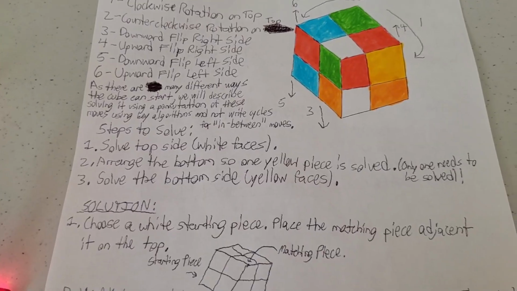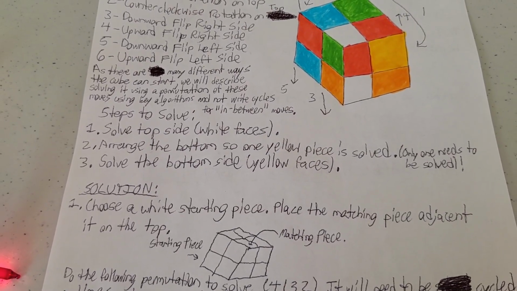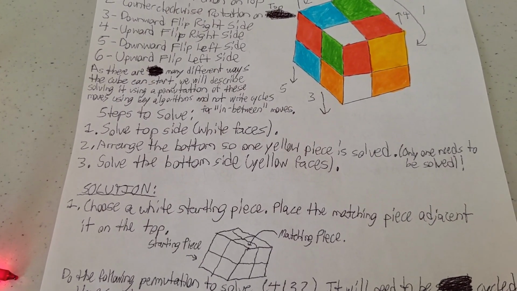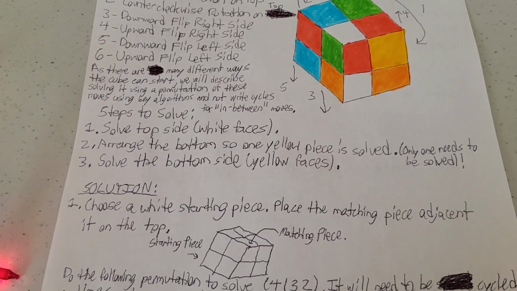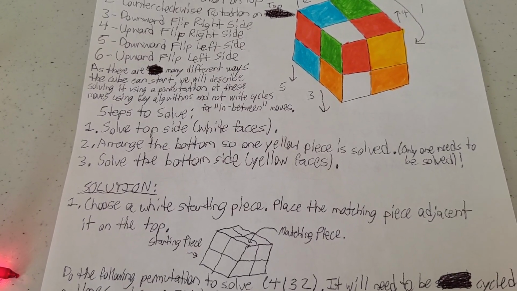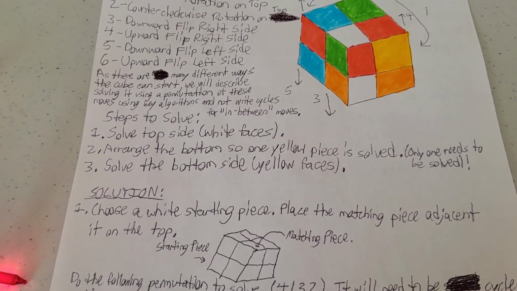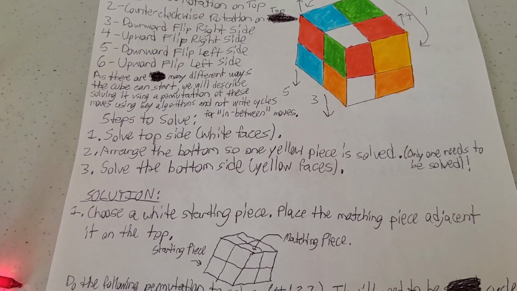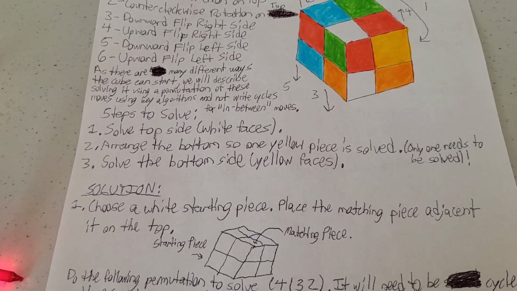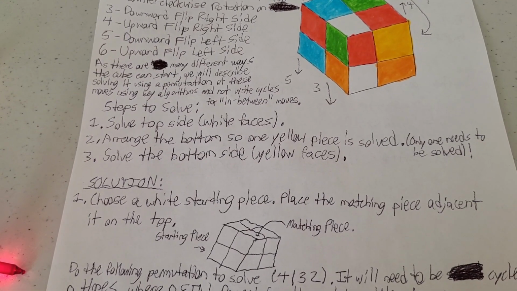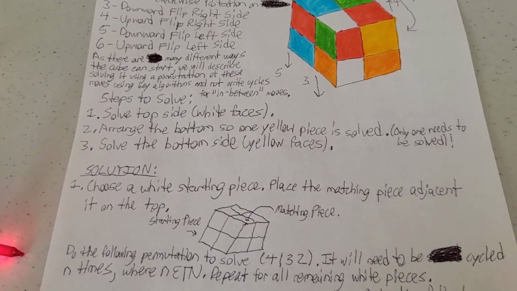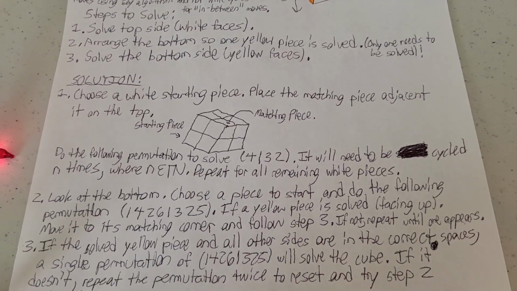So there are 3 steps involved in solving a cube. We have to solve the top side, which is the white faces. Then we need to arrange the bottom so one yellow piece is solved, and only one yellow piece needs to be solved, because otherwise we can't do what we're going to do for the last step, step 3, which is solving the bottom side, which is the yellow faces. So let's look at the steps in a little more detail.